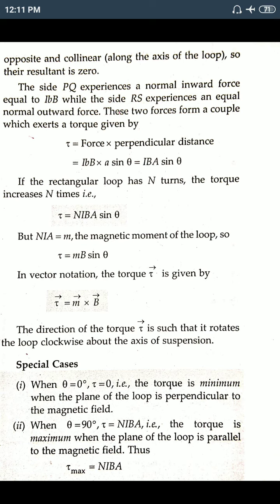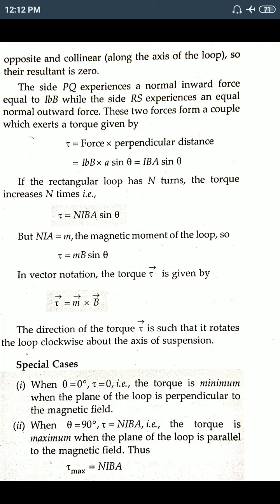So this m is called the magnetic dipole moment, the magnetic moment of the loop, and so tau equals, in vector notation, small m cross B. The direction of torque depends on the direction of m cross B. Clear? So m is the magnetic moment.